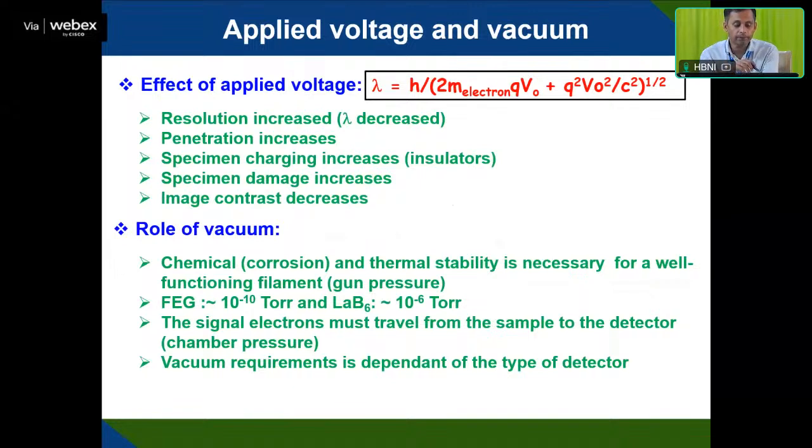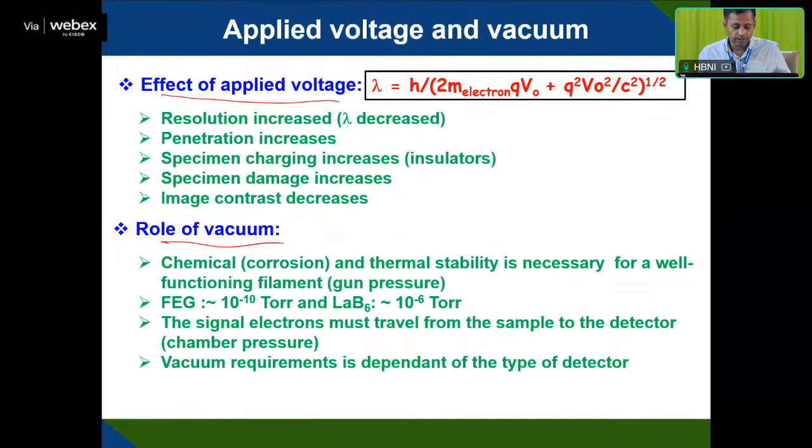If you see the image quality, all of those things depend upon the wavelength of the electrons in the scanning electron microscope. The applied voltage strongly affects it, and also the role of vacuum. Resolution increases as the wavelength decreases, and similarly penetration depth will increase, so specimen damage may be a side effect, and image contrast also decreases by varying the voltage.